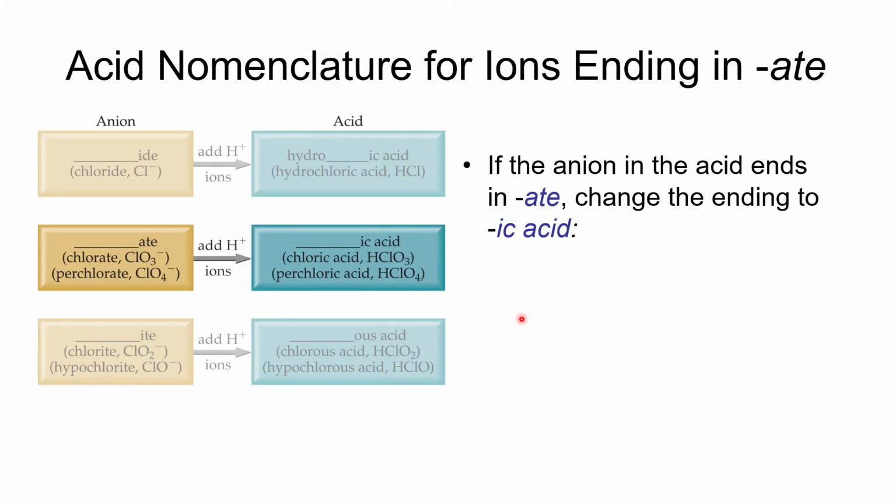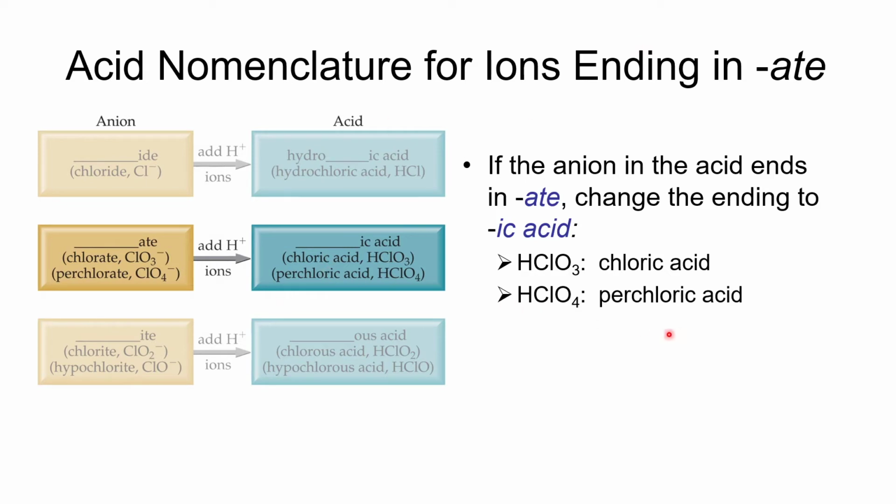Now, if the anion doesn't end in ide, if it ends in ate or ite, then again, the rules are fairly simple. For ate, we just change the ending to "ic" and put the word acid afterwards. And so, for example, chlorate becomes chloric acid, and perchlorate becomes perchloric acid. Those are the 2 examples we've got in the box over here. So ate becomes "ic."